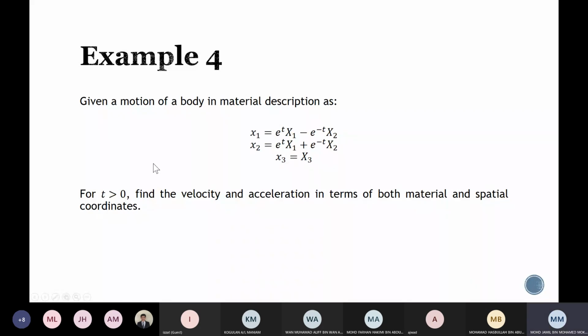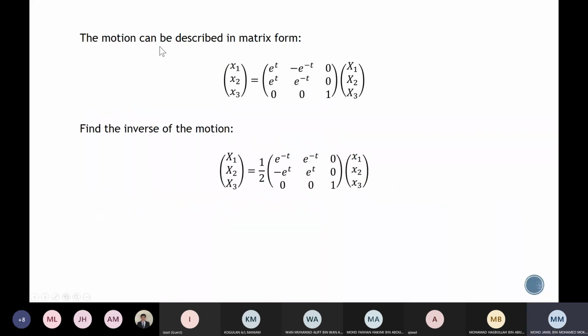So let's find the Lagrangian description first. Firstly, you can invert the motion, or you can write the motion in terms of a matrix first. So you write this motion in terms of a matrix. Then you can inverse the motion. You inverse, and you get big X1, big X2, big X3 in terms of small x1, small x2, small x3. Try the inverse yourself later, by yourself.